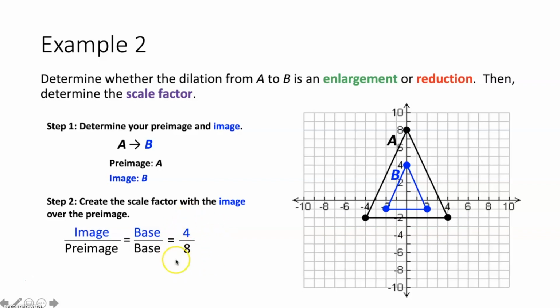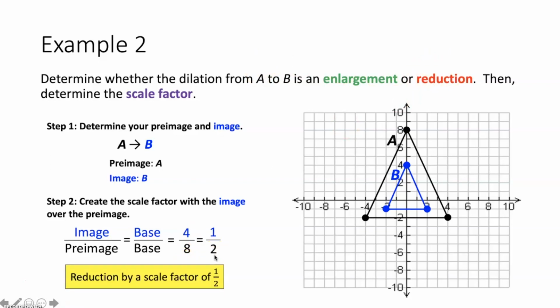Sweet, we have now created our scale factor, which we can simplify down to 1/2. Because our scale factor of dilation is 1/2, meaning that it's between 0 and 1, that means that our dilation from A to B is going to be a reduction, and this reduction is by a scale factor of 1/2.